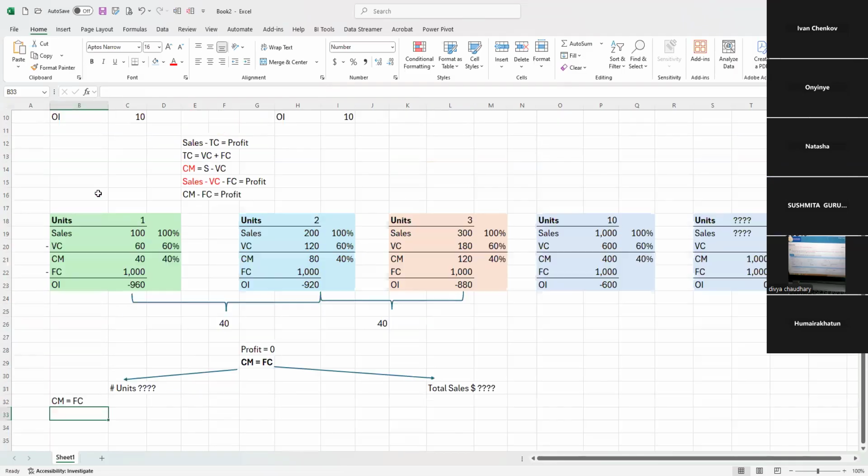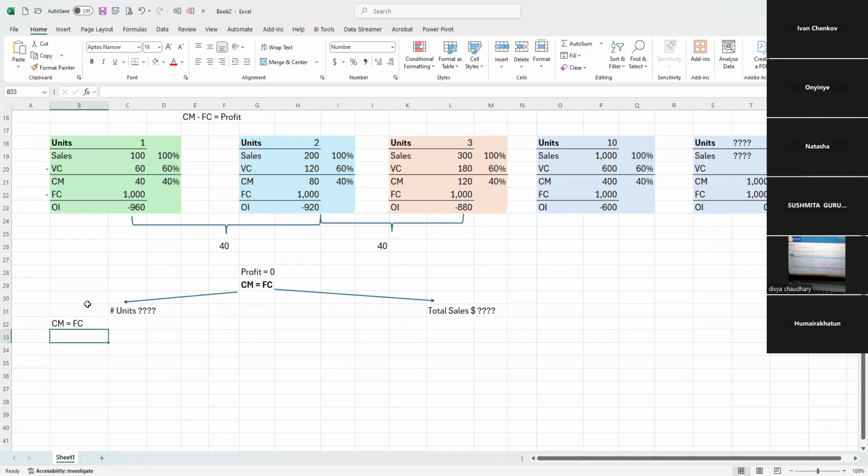What do we already know? Sales minus total cost equals profit. But we said we don't want profit. That means sales should be equal to the total cost. Now let's see where sales come from. Sales come from the number of units that we're selling times the sales price per unit, correct? Yes.